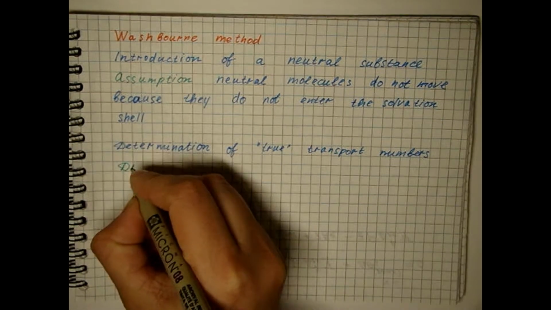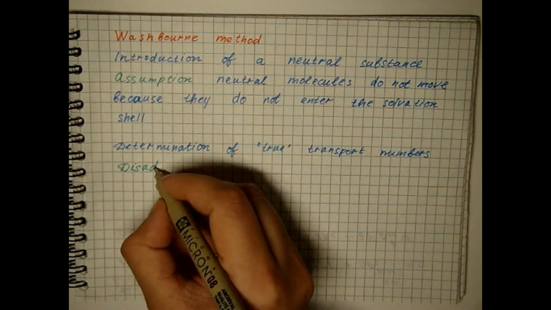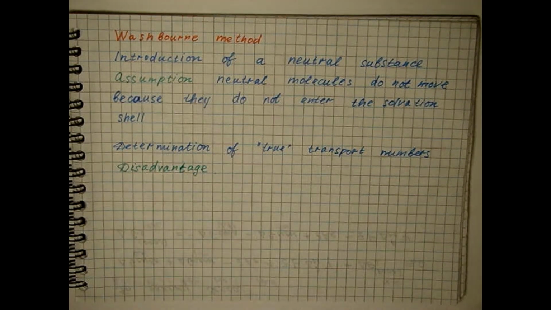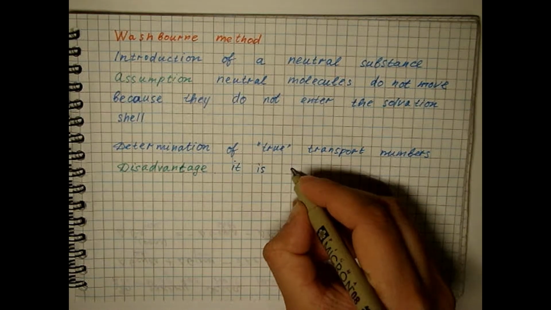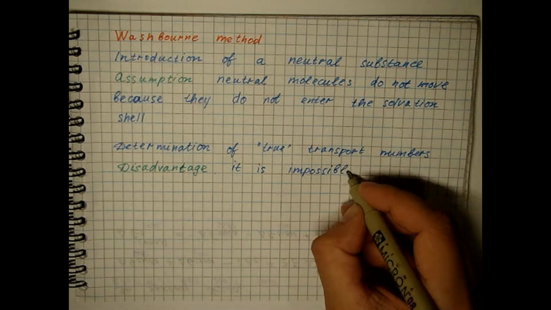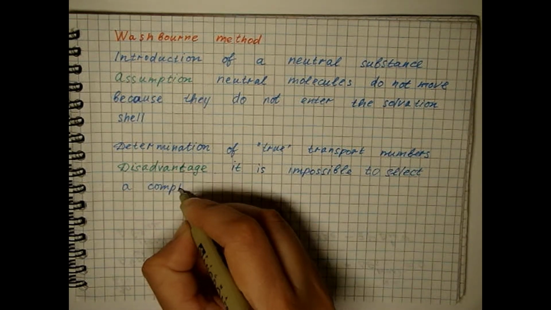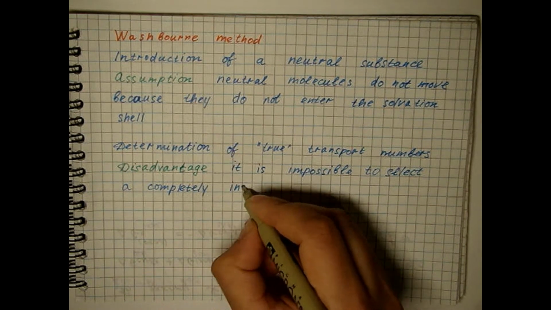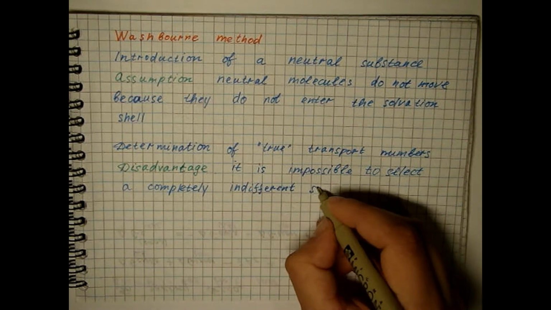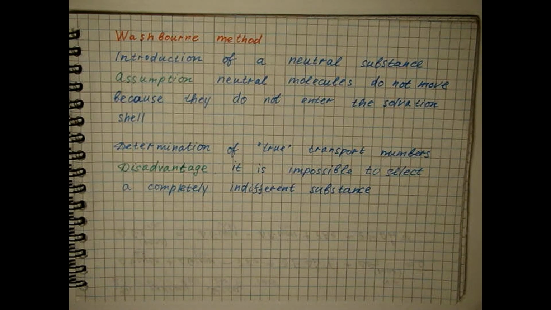The disadvantage of the Washburn method is that it is almost impossible to select a completely indifferent neutral substance that would not participate in the process of current transfer through the solution. Therefore, the various neutral substances lead to different Washburn transport numbers.